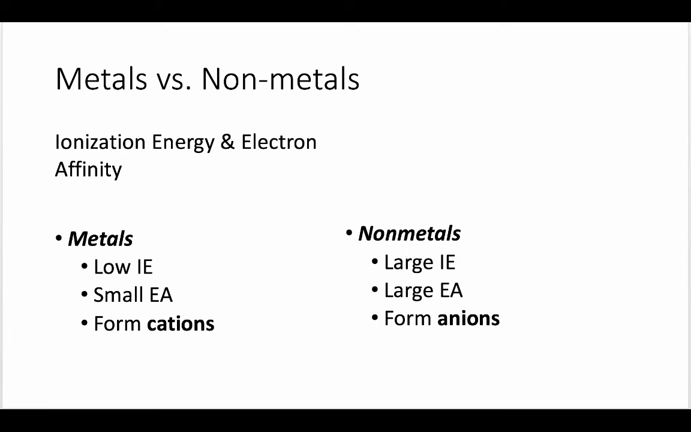If we look now at metals versus nonmetals, we can see that metals have low ionization energies and small or even positive electron affinities, and those tend to form cations, meaning they lose electrons. Nonmetals, on the other hand, on the right side of the periodic table, have large ionization energies, meaning it's hard to remove electrons, and large electron affinities, which means that it's more favorable to add electrons, and so those tend to form anions.